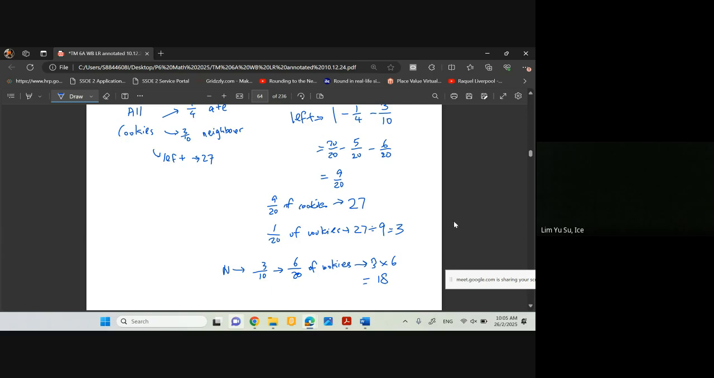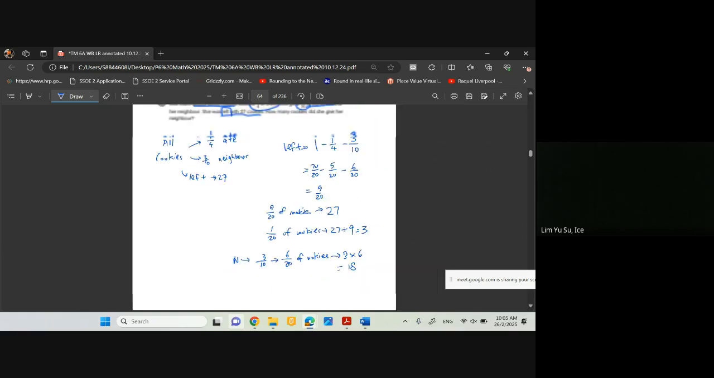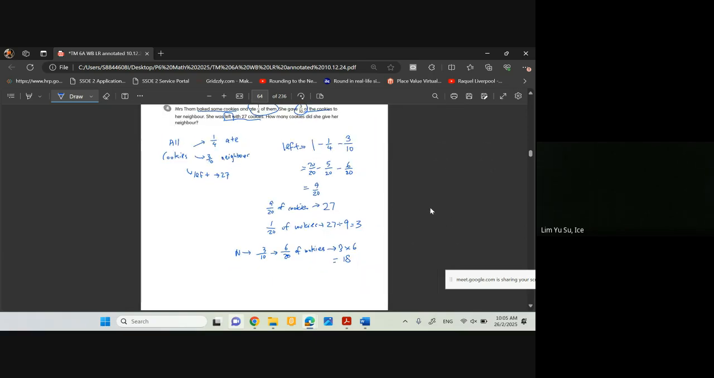Is it difficult? Still manageable, right? Can you understand? So this question is not too challenging still because it's still dealing with all the cookies. There's no part where it says that she gave 3/10 of the remaining cookies. When you see the word remainder or remaining cookies, that makes the question more complicated. Over here is still of cookies. Of cookies, of cookies. So in the end, it's all the same denominator. The only complicated part is when they start saying of the remainder.